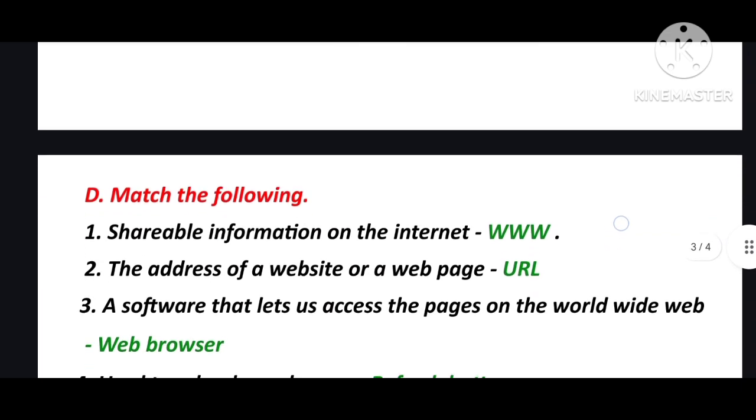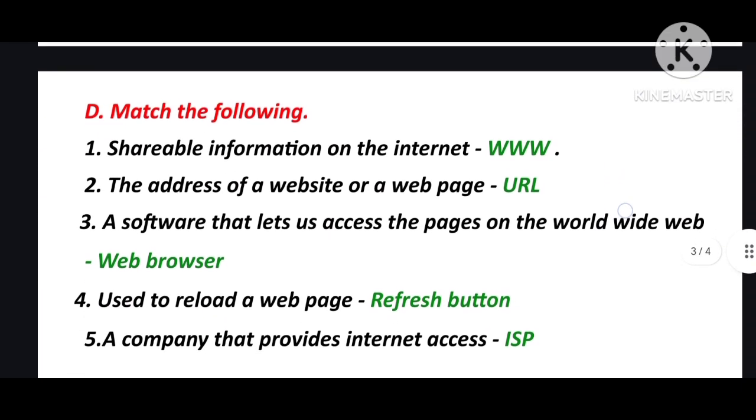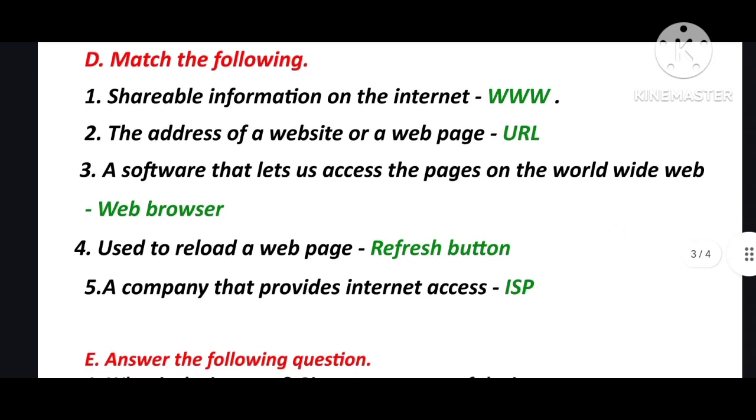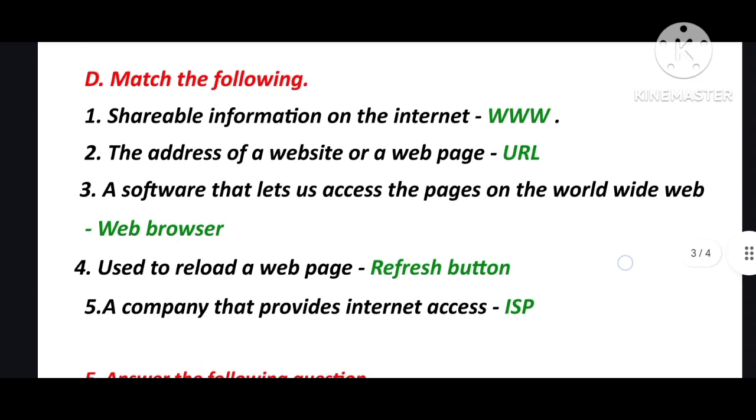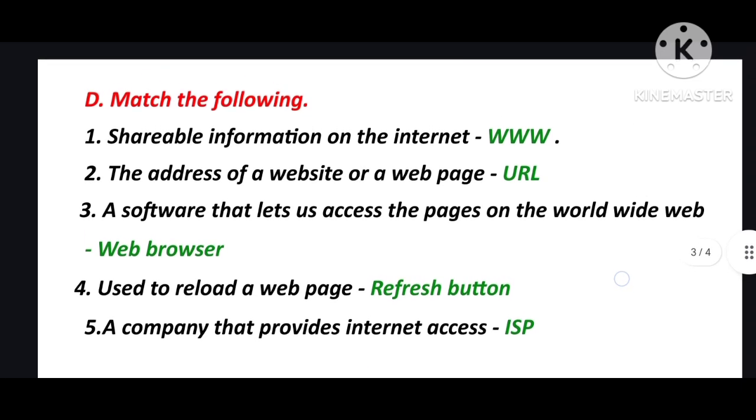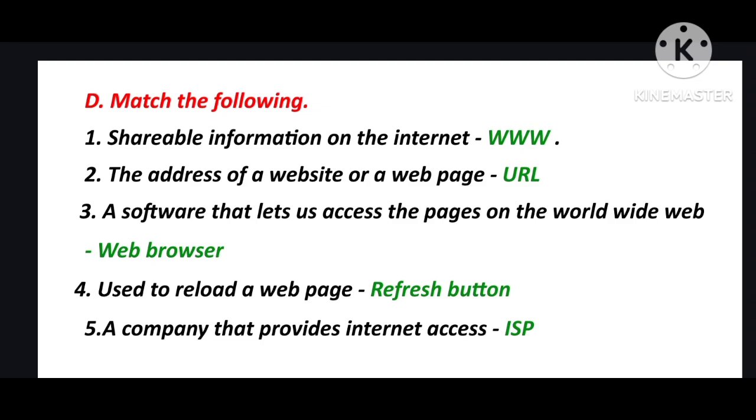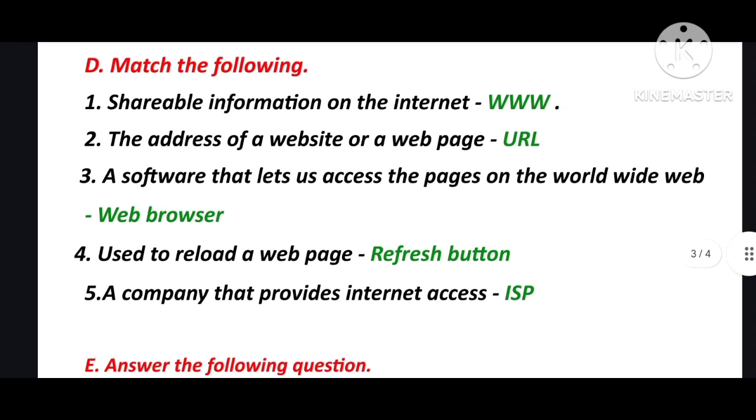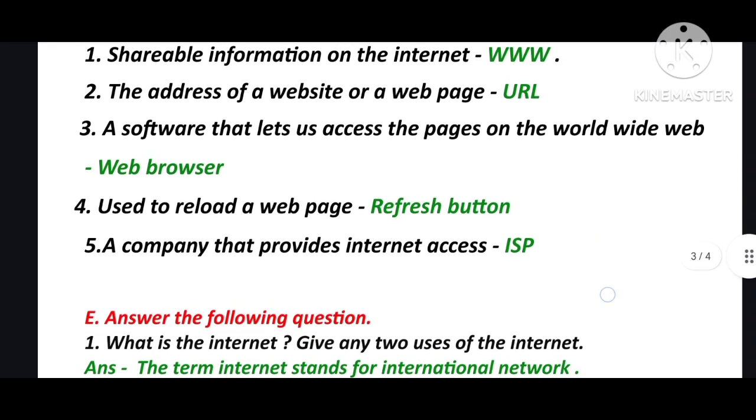Come to the next point, match the following. Shareable information on the internet is WWW, World Wide Web. Next, the address of a website or web page is URL, Uniform Resource Locator. A software that lets us access pages on the World Wide Web is a web browser. Number 4, it is used to reload a web page: the refresh button. Number 5, a company that provides internet is called ISP, Internet Service Provider.